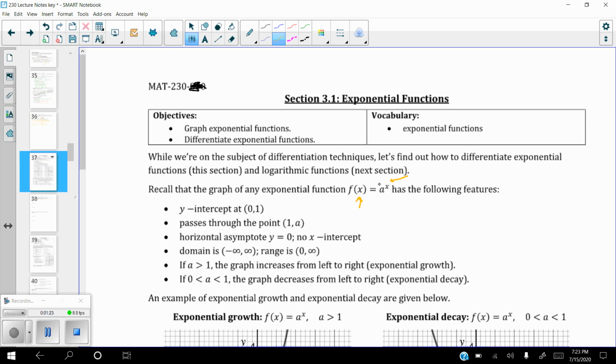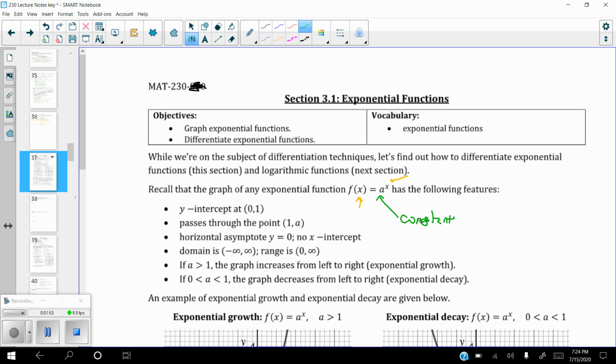The a here actually just represents a constant. So for an exponential function, the base of the function is constant. Very, very important concept here. This right here, this a, is constant. It cannot change in the exponential function. The part that does change is the variable x. Okay, so with a general exponential function, f of x equals a to the x.